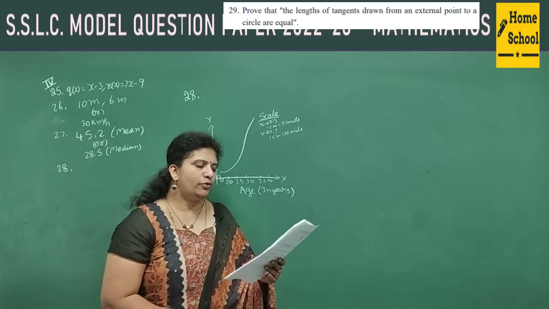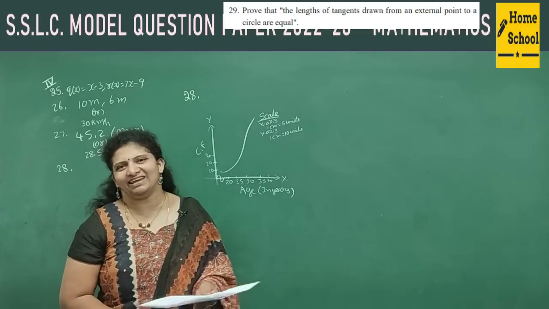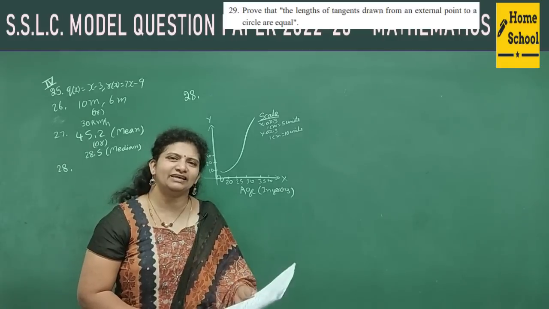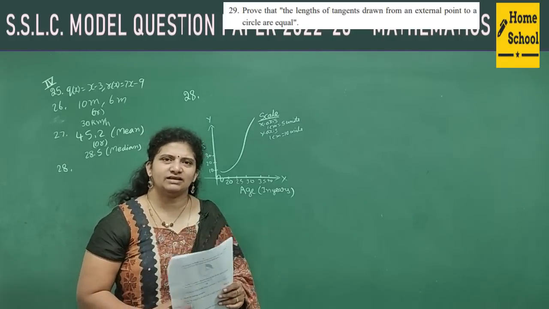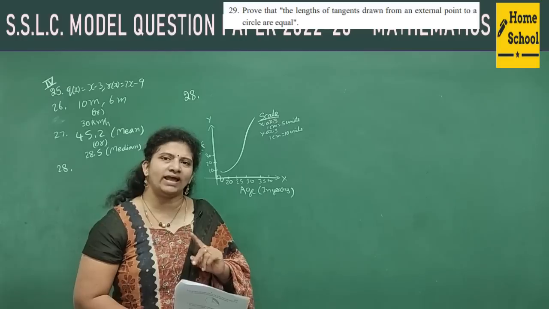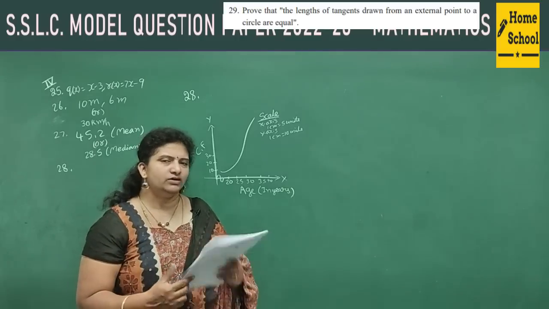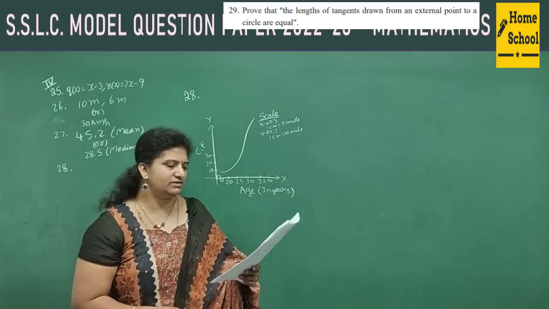29. Prove that the length of tangents drawn from an external point to a circle are equal. This is a direct theorem from circles. See children, in circles we will be having only 2 theorems. Among those, one is compulsory for 3 marks. Very small theorem. Don't forget to learn this, right?